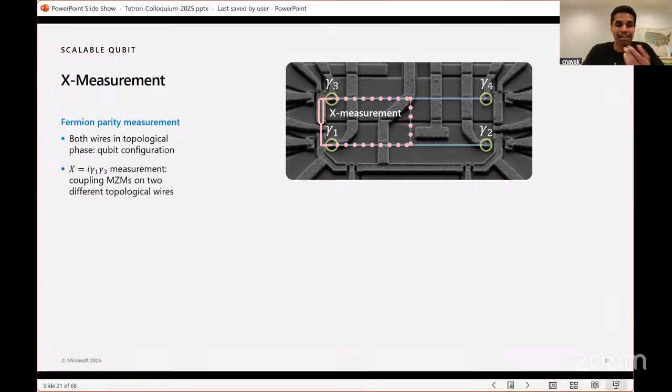Okay, now let's take a look at the X measurement. Well, the X measurement, it's a fermion parity measurement. Okay, both wires are in the topological phase, or its qubit configuration, and X is i gamma 1 gamma 3. Okay, and we're doing a measurement. It's coupling the two wires. When we do this measurement, we measure the capacitance on that dot, which is this dot over here.